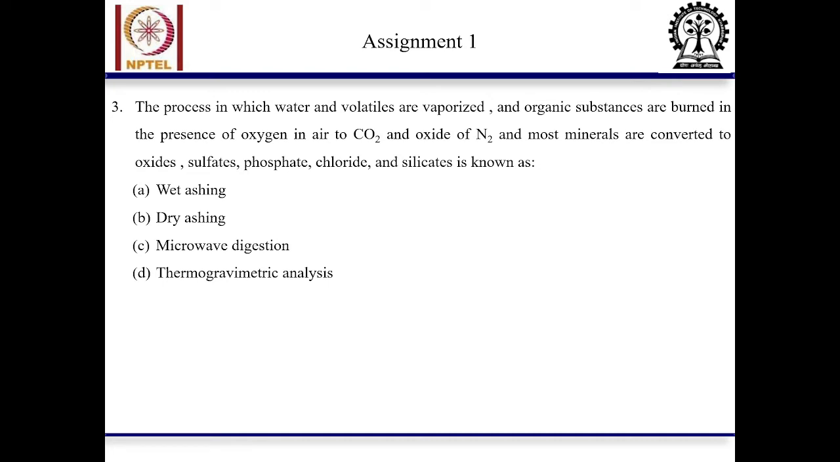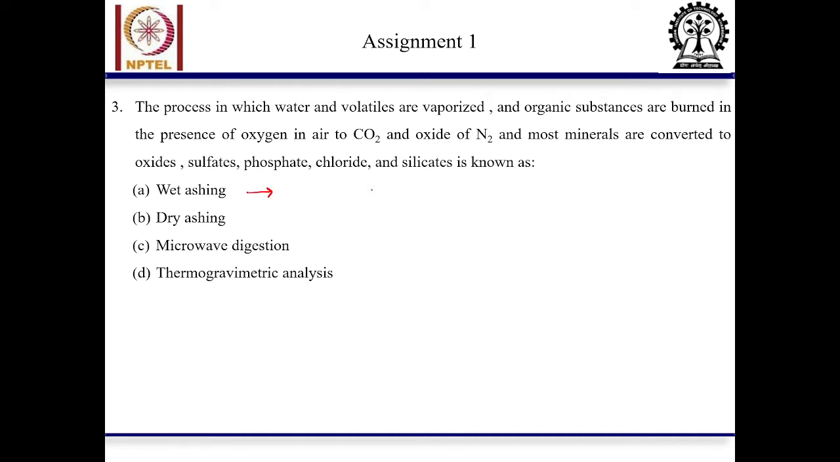If I go to question number 3, the question is: the process in which water and volatile matter are evaporated and organic substances are burned in the presence of oxygen in air to CO2 and oxides of N2, and most minerals are converted to oxides, sulfate, phosphate, chloride, and silicate, is known as. So first of all, we have to know each term. So what is wet ashing?